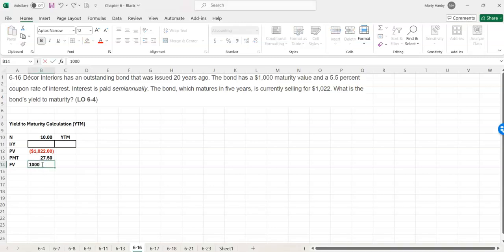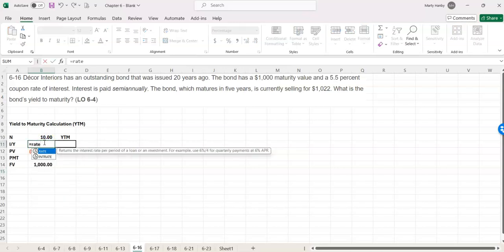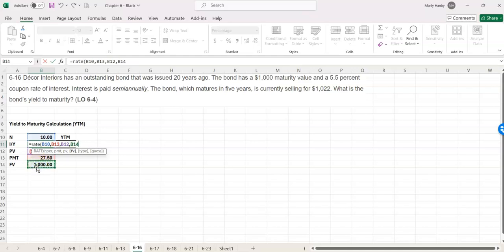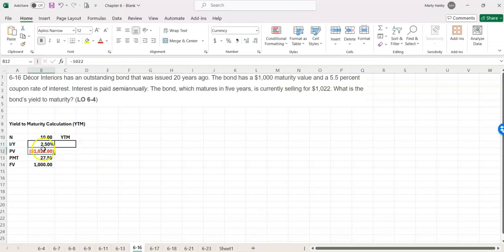And then the $1,000 future value. So equals rate, and we have number of periods 10, payment the 27.50, PV the 1,022, and then the future value or face value of the bond $1,000. So 2.5%. So the yield to maturity is 2.5% times 2, or 5%.